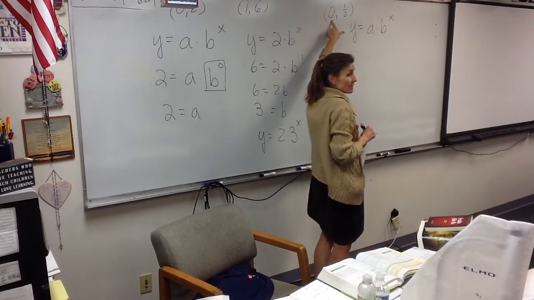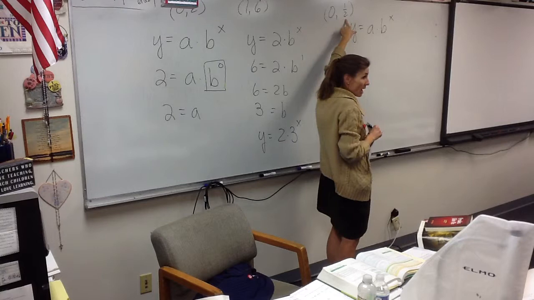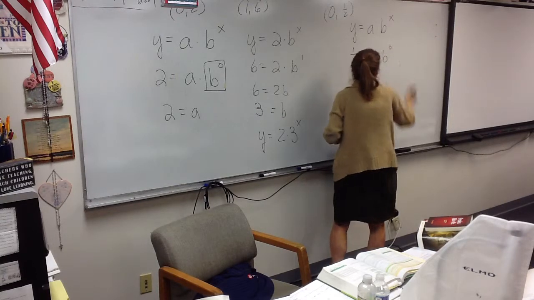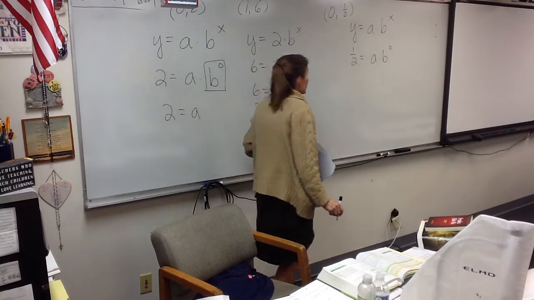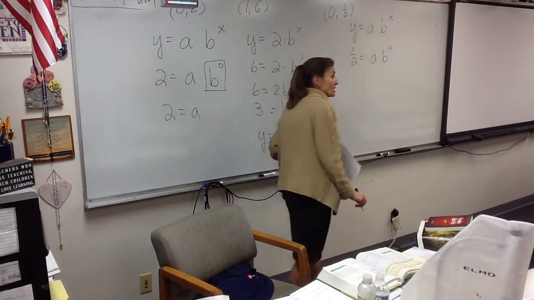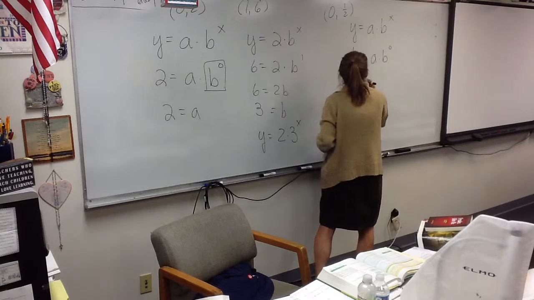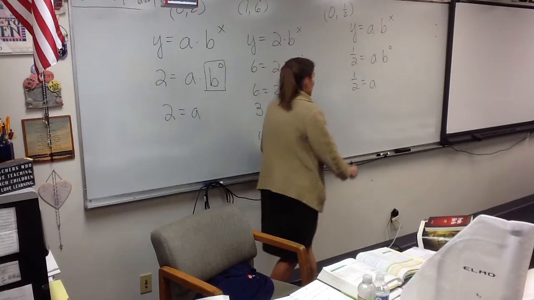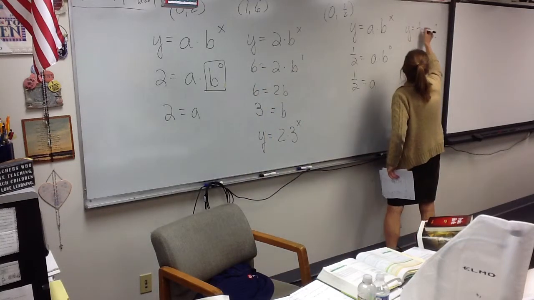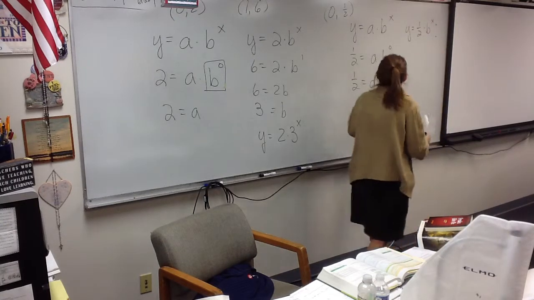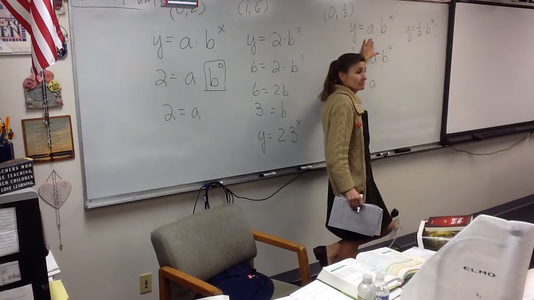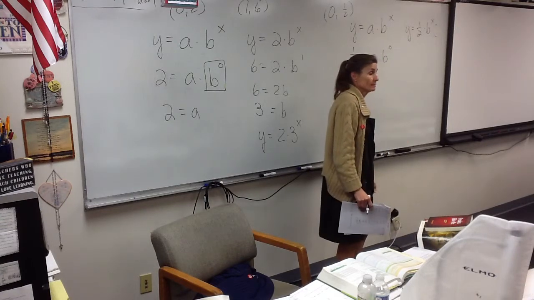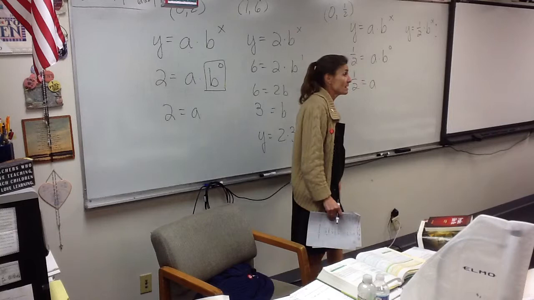What's this? X, y. Put them in. So we'll have 1/2 equals a times b to the 0, which equals? b to the 0th is just 1. So a will equal 1/2. So y equals 1/2 times b to the x, because now I know a is 1/2. Because b to the 0th is 1, it cancels away. Now what am I going to do next? I'm almost done. I'm half done.